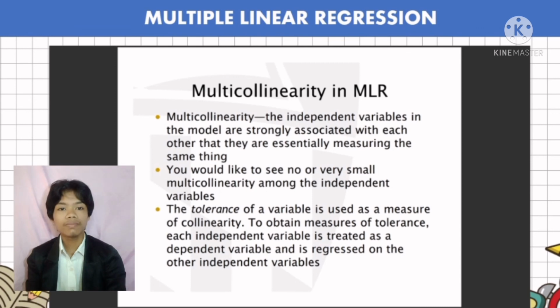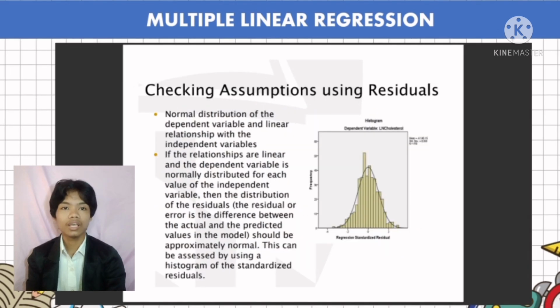So with that, before going further, we should also check multicollinearity in MLR. The independent variables in the model may be strongly associated with each other, so that they are essentially measuring the same thing. We would like to see no or very small multicollinearity among the independent variables, and the tolerance of a variable is used as a measure of collinearity. To obtain measures of tolerance, the independent variable is treated as a dependent variable and is regressed on the other independent variables. With this, we have this checking of assumptions using residual plots.